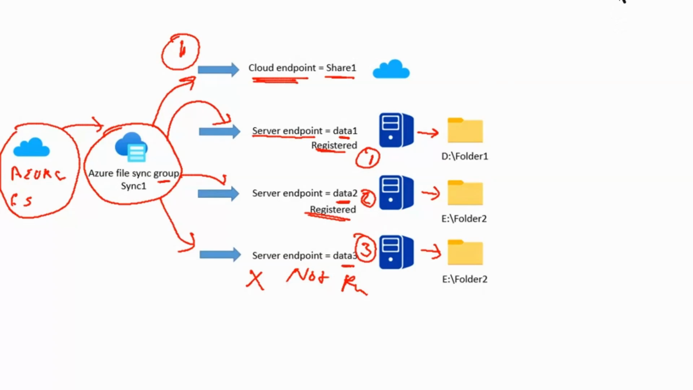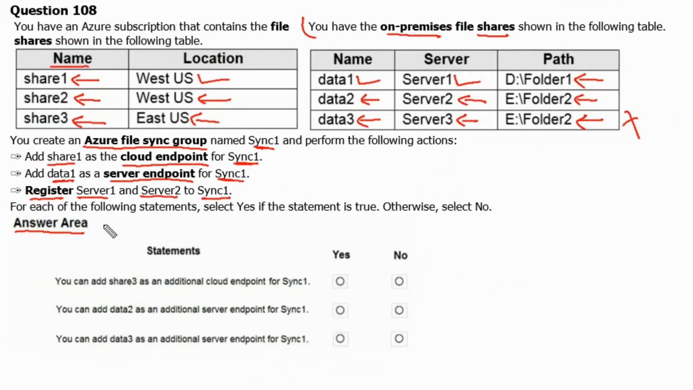Let's go back to the question. Now we will go to the answer area, and the first statement is: you can add share3 as additional cloud endpoint for sync1. As we know from the Microsoft documentation, one sync group can have only one cloud endpoint, and we already have one cloud endpoint as share1. Therefore share1 is the existing cloud endpoint for sync1, and another cloud endpoint cannot be added. Therefore the answer for this statement would be no.